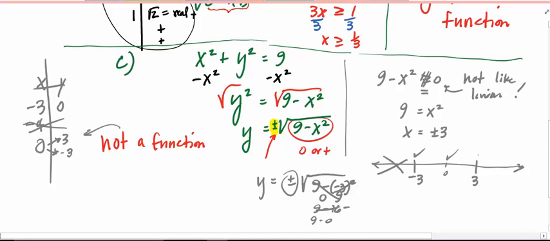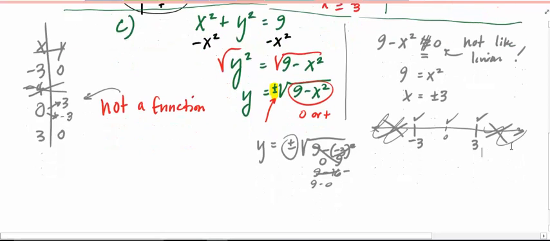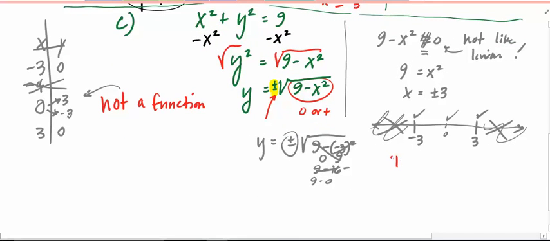What about a positive 3? Let's check that. If I put a positive 3 in, I square it, and I get a 0. I don't have plus or minus because there's not a negative or positive 0. All right, what about a 4? If I put in a 4, I'm going to have 9 minus 16 again, which is negative. That means that is not okay. So these right here really are messed up. So I can conclude that my domain for this one has to be sandwiched between negative 3 and 3.